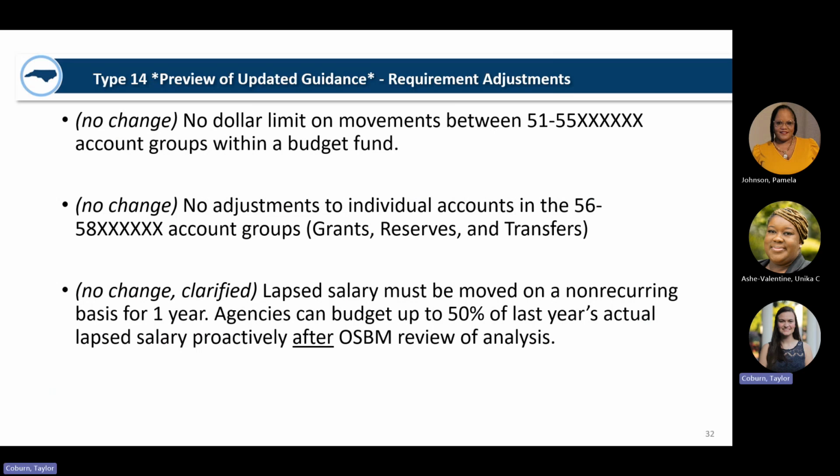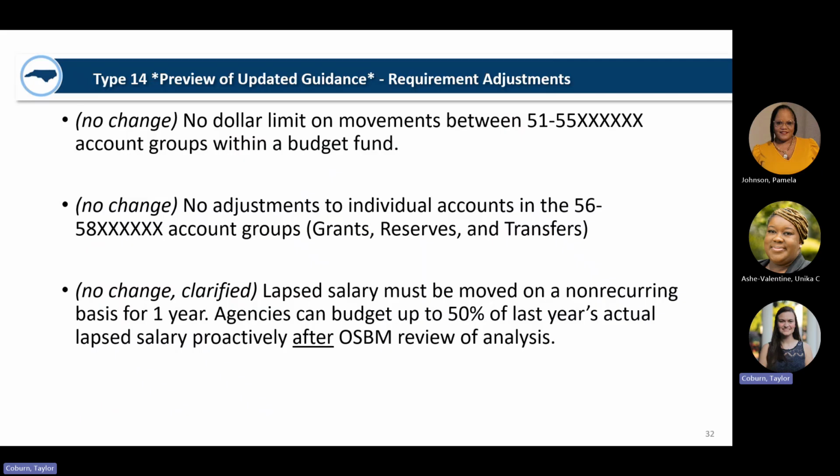Some clarifications around requirement adjustments that are allowed on Type 14 revisions. To clarify, there is no dollar limit on your movements between your 5.1 to 5.5 account groups within a single budget fund on Type 14s. Additionally, there should be no adjustments to individual accounts in the 5.6 to 5.8 account groups. These are your grants, your reserves, and your transfers.